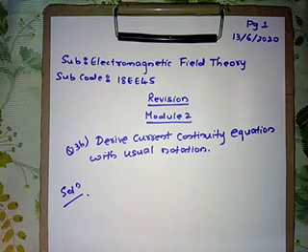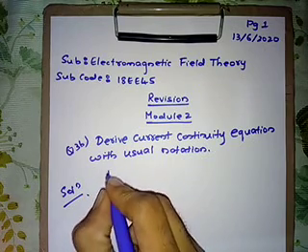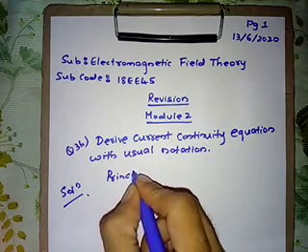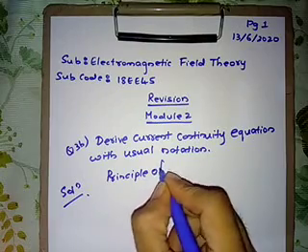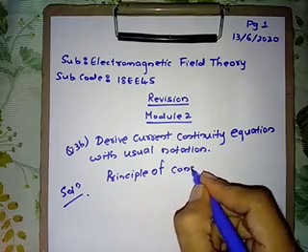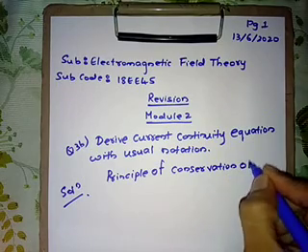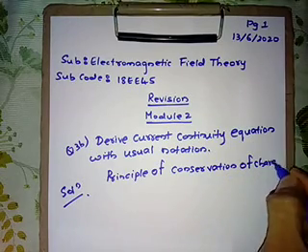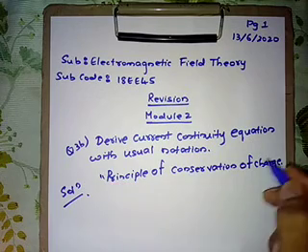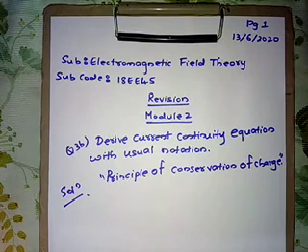So this continuity equation of the current is based on the principle of conservation of charge. According to the principle of conservation of charge, the charge can neither be created nor destroyed.